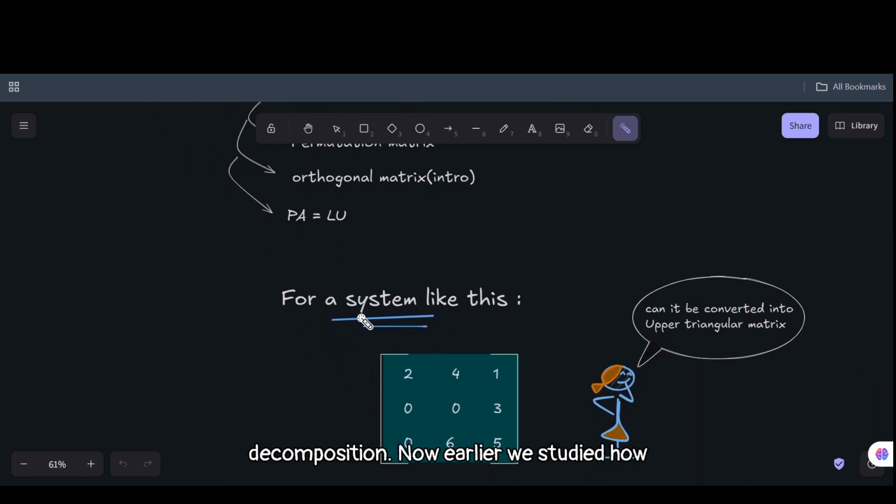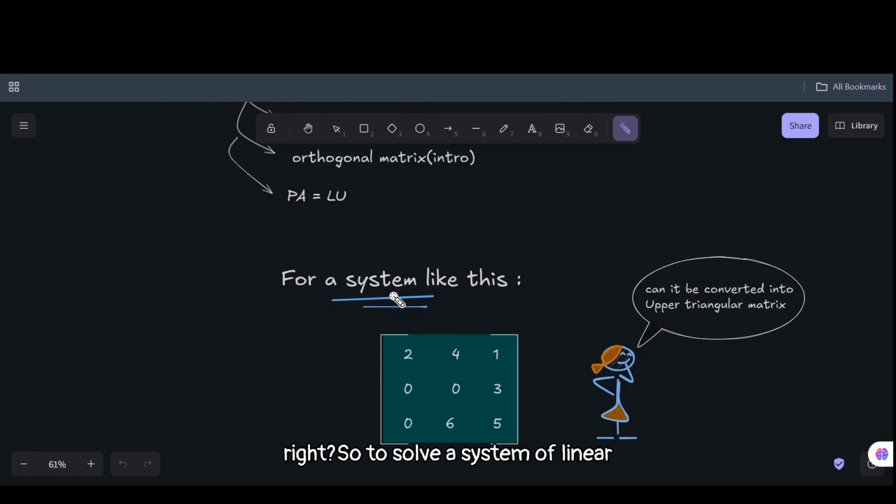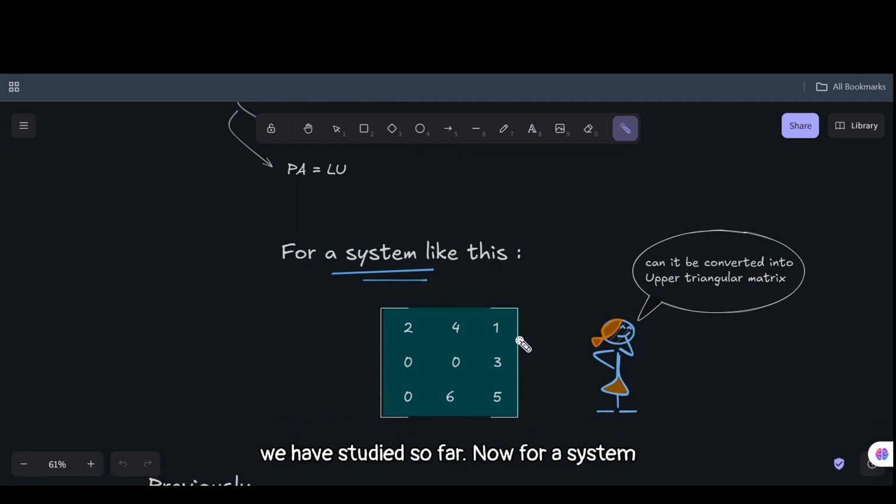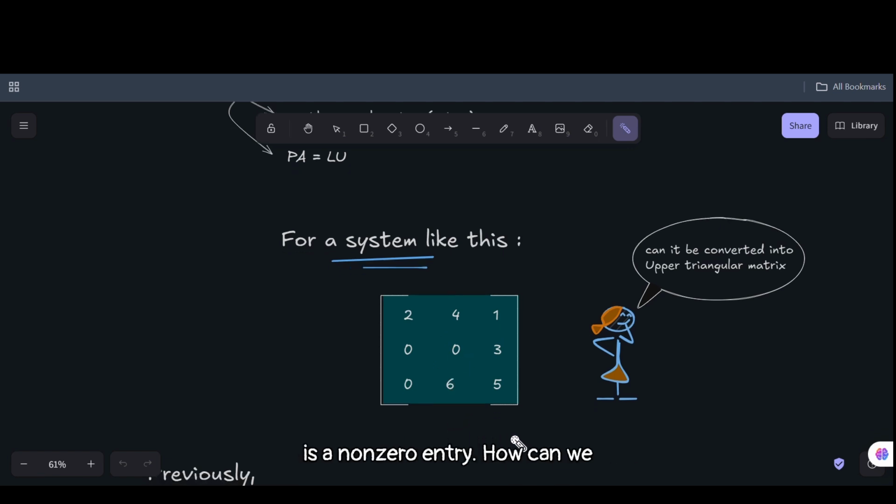Now earlier we studied how to solve a system of linear equations, right? So to solve a system of linear equations, we convert our matrices into an upper triangular form. That's what we have studied so far. Now for a system like this, where we have 0 in the pivot position and underneath is a non-zero entry, how can we convert the system into an upper triangular form?